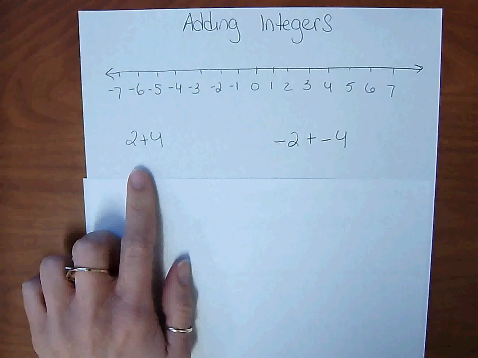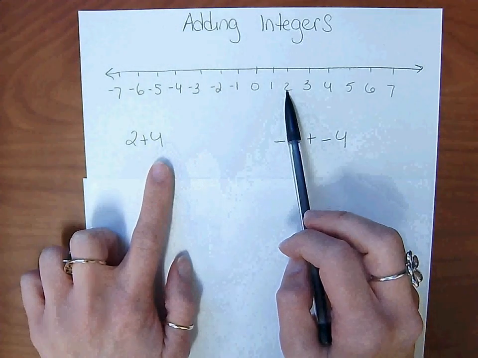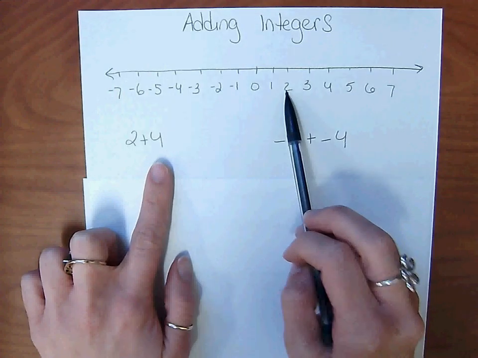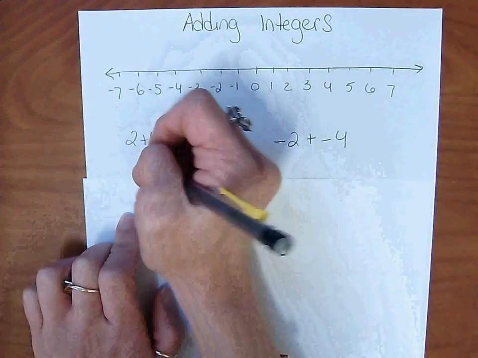If I want to add 2 and 4, I start at 2. And to add 4 means to travel 4 places to the right. 1, 2, 3, 4. So 2 plus 4 is 6.